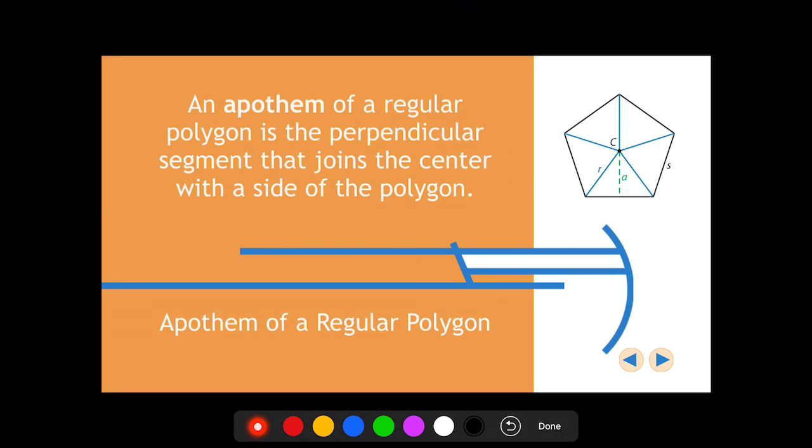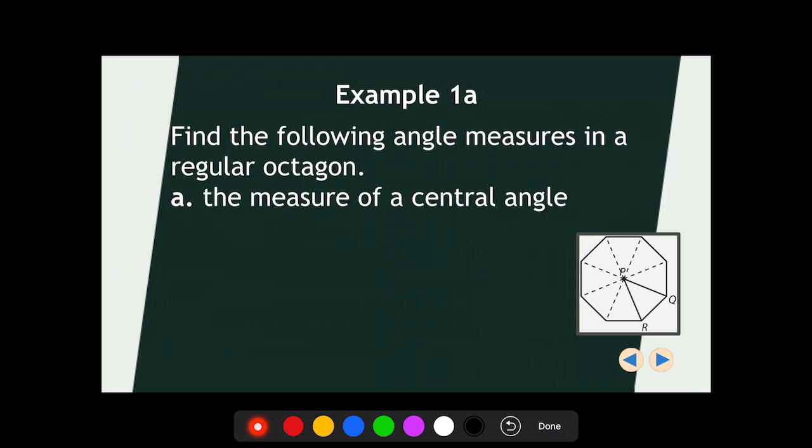The apothem of the regular polygon is the perpendicular segment that joins the center with the side of the polygon. It's given the letter A. I'm drawing an arrow to it right there. That is the apothem, that green dotted line. Now that's actually going to be important toward the end of the lesson because it's going to be used in one of the formulas that you have to write down on your formula sheet. So the apothem, if you connect a line straight from the center of the circle to the opposite side, it will give you the apothem.